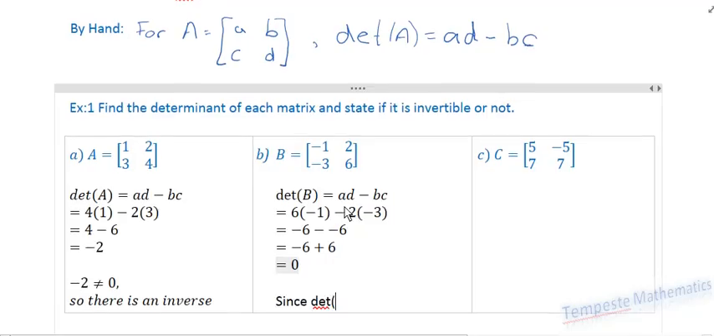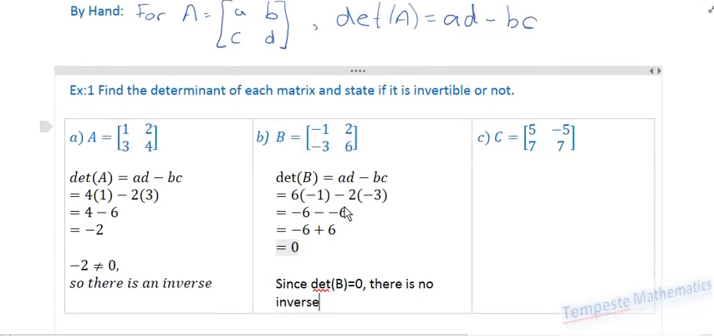Since det of B is 0, there is no inverse. Got no inverse happening on that one.